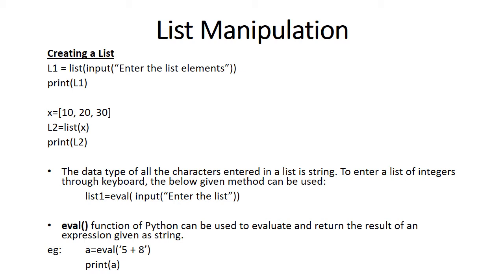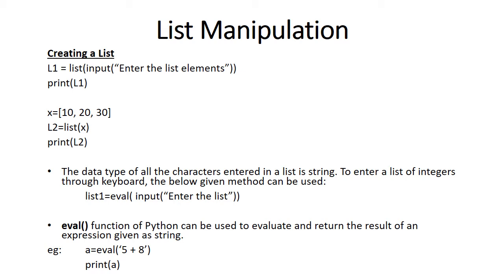Second example, x is equal to 10, 20, 30. L2 is equal to list of x. Print L2. That means x is already defined as 10, 20, 30, and x is converted to a list and is assigned to L2. Now L2 is a list. The data type of all the characters entered in a list is string.